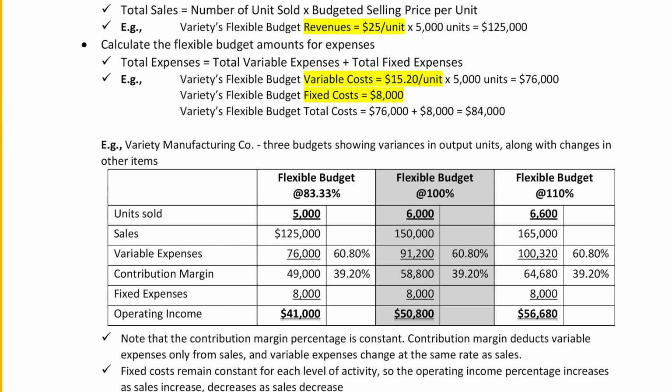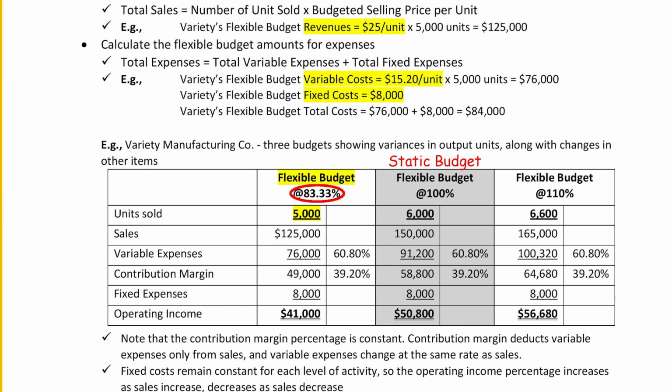Looking at the table that we have here, you've got three budgets. The middle one, the one with a shaded column, is the static budget. Using numbers from the static budget, we're going to build up a flexible budget at 83.33%, because the static budget has budgeted sales of 6,000 units and we are building up a flexible budget with 5,000 units of sales.